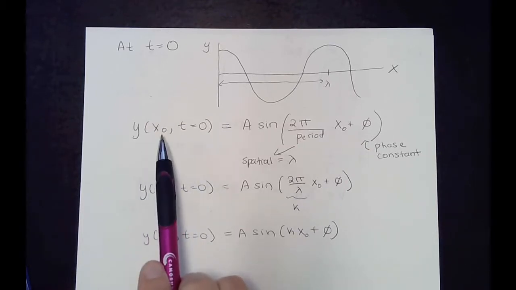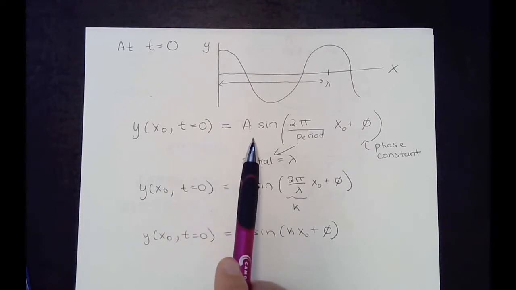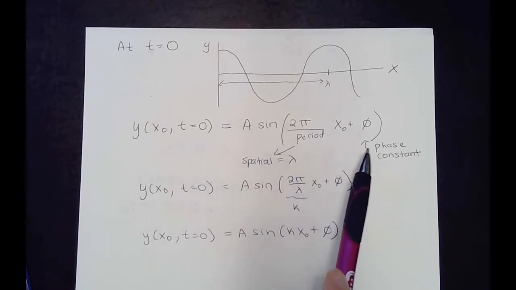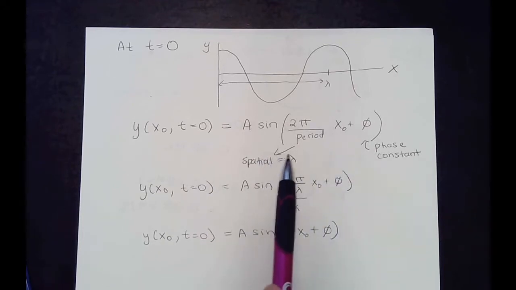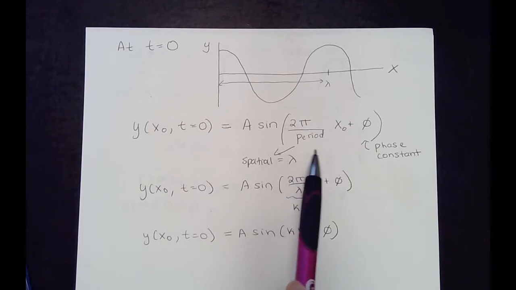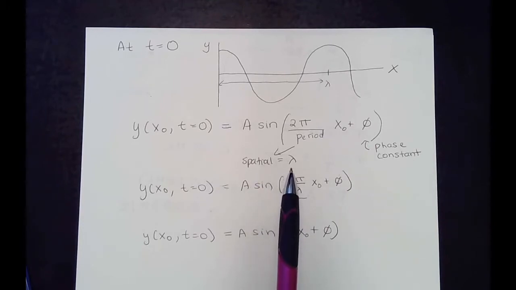So y at x naught, which is the initial position at t equals 0, comma t equals 0, equals A sine 2 pi over the period x naught plus phi, where phi is still the phase constant. Now I've written period instead of capital T here because they're not quite the same. Since this is a function of x, the period that goes here is the spatial period, which we know is the wavelength. So we actually want the wavelength to go there instead of the temporal period.